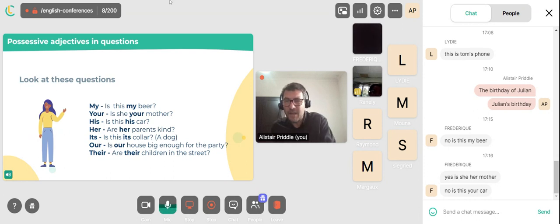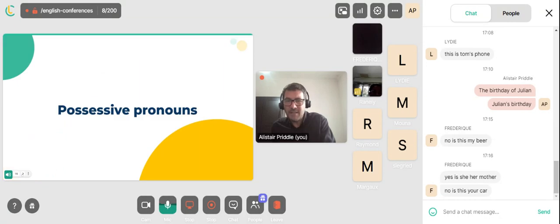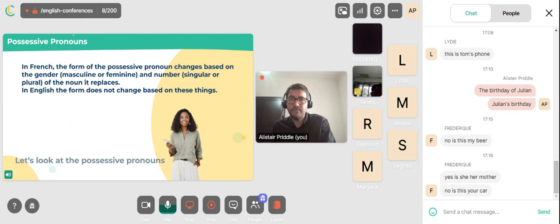Let's keep going. Let's have a look at the next part of today's lesson, which is for the possessive pronouns. Possessive pronouns. So, in French, the form of the possessive pronoun changes based on the gender, masculine or feminine, and number, singular or plural, of the noun it replaces. In English, the form does not change based on these things. So, again, perhaps less complicated in English to use possessive pronouns.